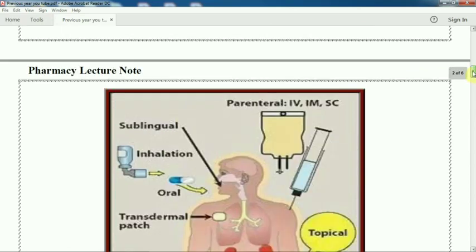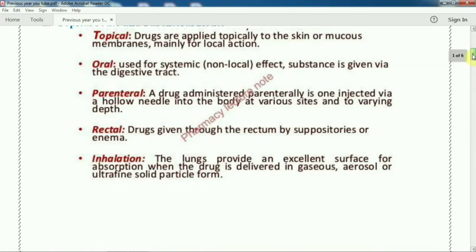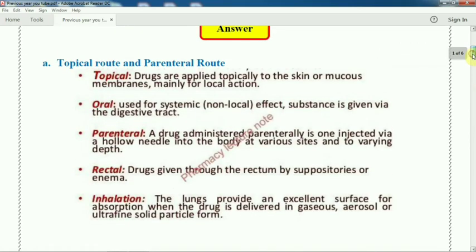We are using these. When a question comes, you have to write one example also. Topical route like this, oral route tablet, parenteral route injection. Different examples: rectal route suppositories, inhalation, used like salbutamol inhaler. We are using it as a bronchodilator. We have studied this. So these are the different routes we choose. So the question comes from the route of administration part.